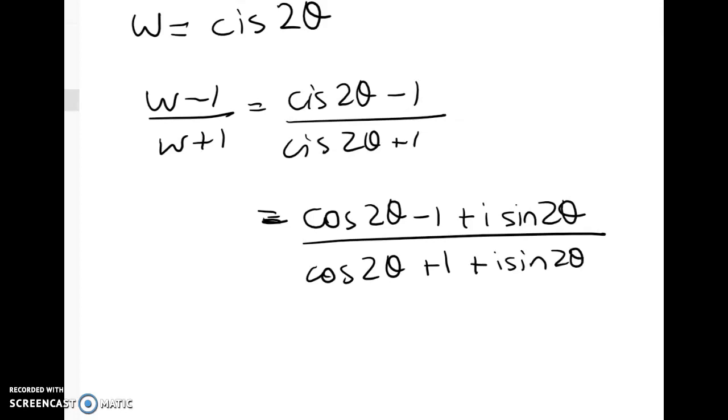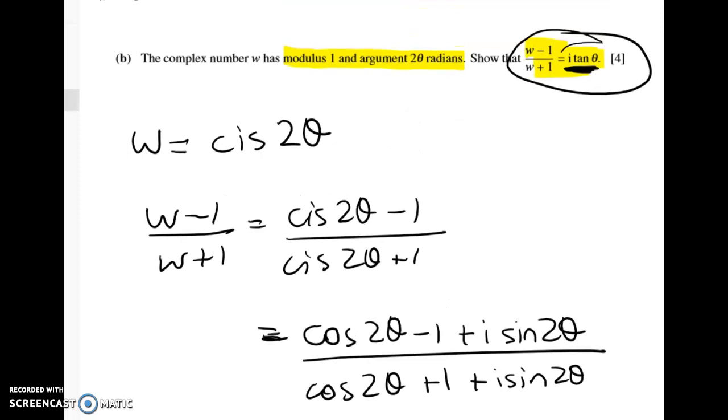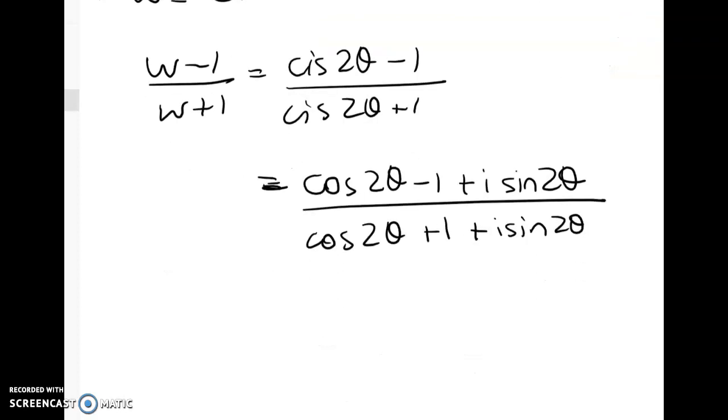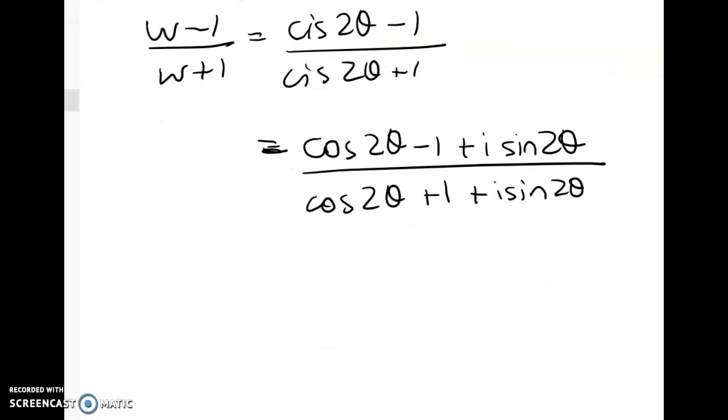Now remember I said we've got to think about where we're going the whole time. We want to end up with i tan theta. And it's always a good idea to do that in proof questions. But in this one, if you don't do that, you are going to go wrong, I think. So what do I do now? Well, my brain sees the following things straight away. Cos 2 theta minus 1 here and cos 2 theta plus 1 here. And probably I want to get rid of those minus 1s and plus 1s.